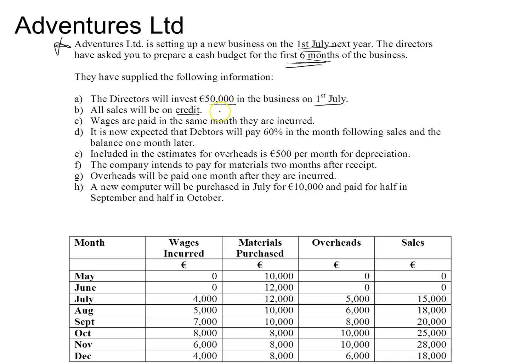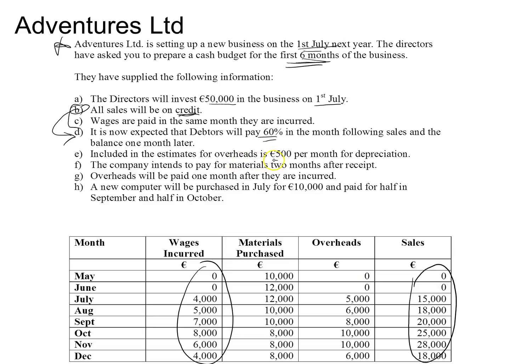So if we just have a look down here, there's the sales figures there, and there's the wages figures there. So that's the information we need for those two. It is now expected that debtors will pay 60% in the month following sales and the balance 1 month later. So that is related to the sales being on credit. Goods are sold on credit. The people you sell to are your debtors.